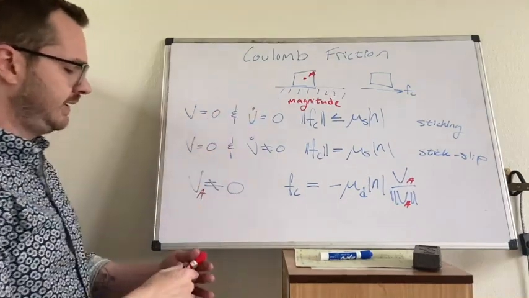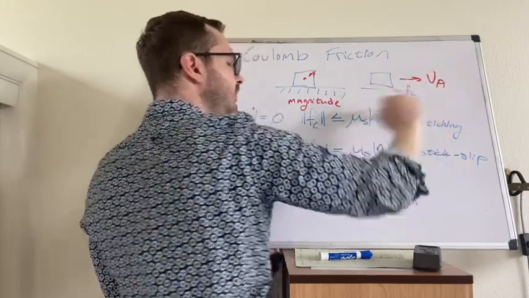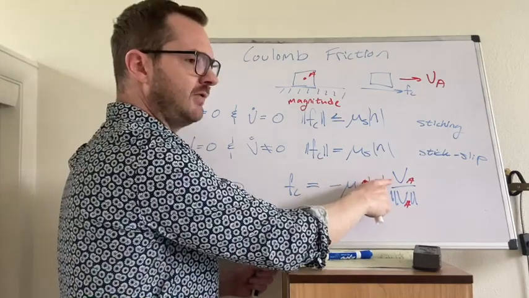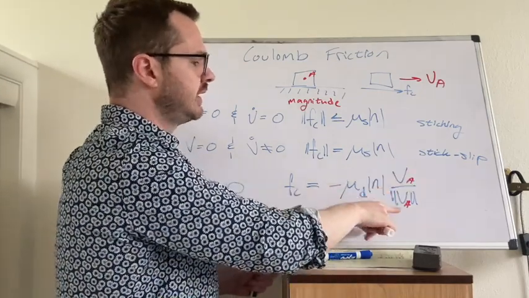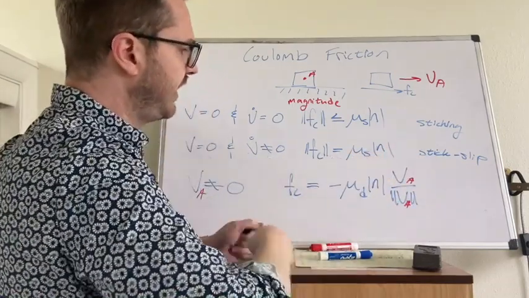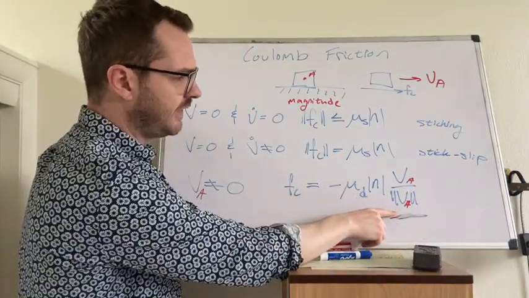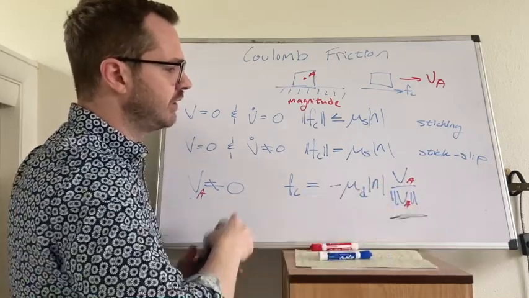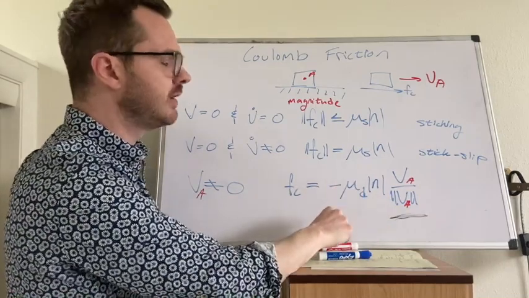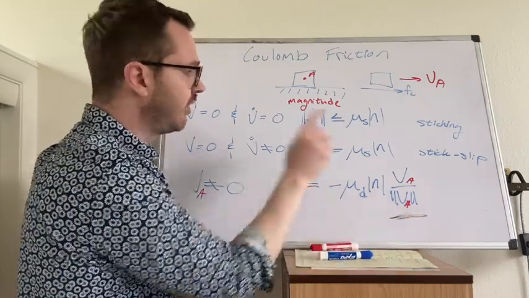So here's block A, and let's say that VA is to the right. Your block is sliding to the right. So VA has both the magnitude of the velocity and the direction. And then we divide that by the magnitude. This step right here, we're normalizing the velocity vector, and out of this part, you get a unit vector that points in the direction of the current velocity. By dividing by the magnitude, you lose the magnitude. This is normalized, and all it is, is a direction.